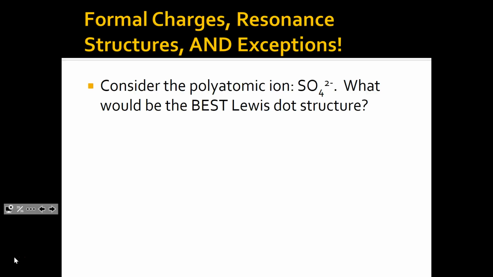So consider the polyatomic ion sulfate, which is SO4 with a -2 charge. The question is, what would be the best Lewis dot structure? Let's start out with what we know. We need to count up the total number of valence electrons. Sulfur has 6. Oxygen also has 6, but there are 4 of them, so that's 24. And then you have 2 extra electrons because of the -2 charge. So we have 32 valence electrons at our disposal here.